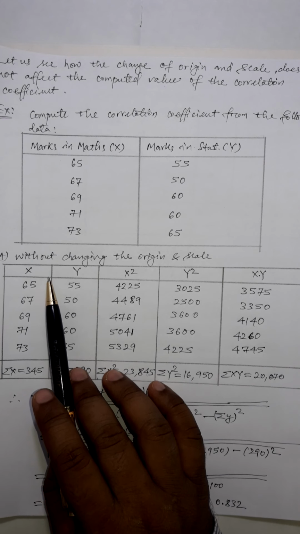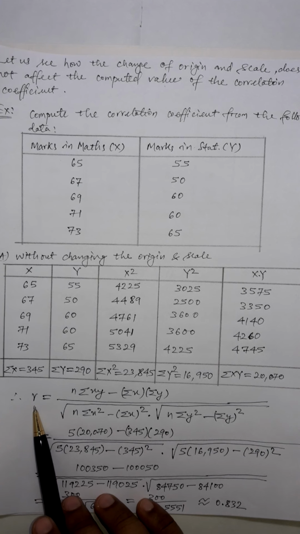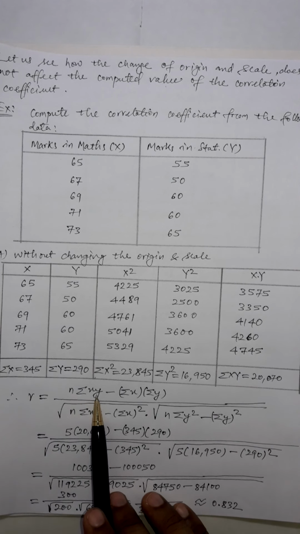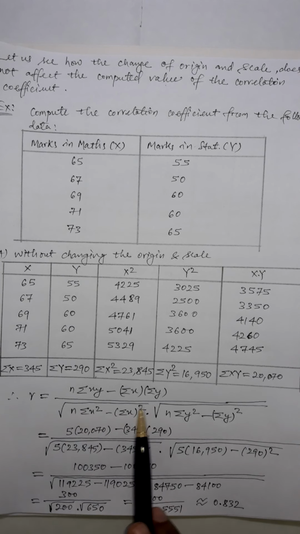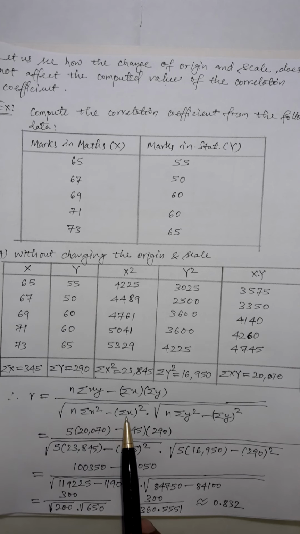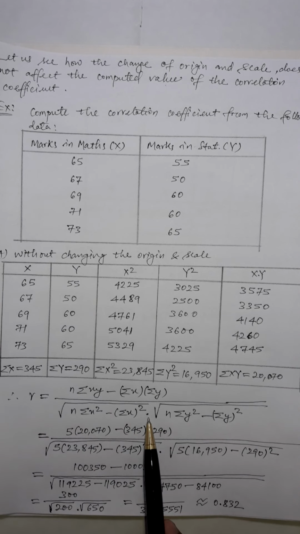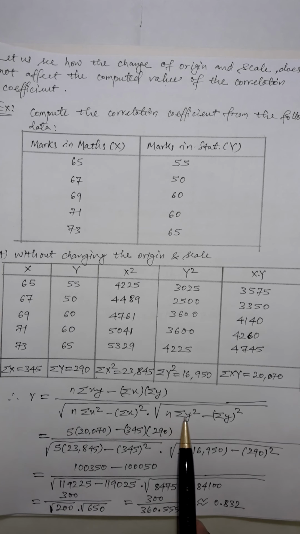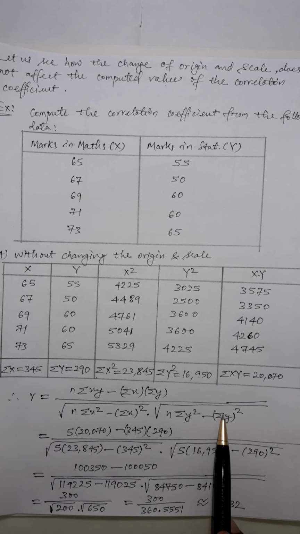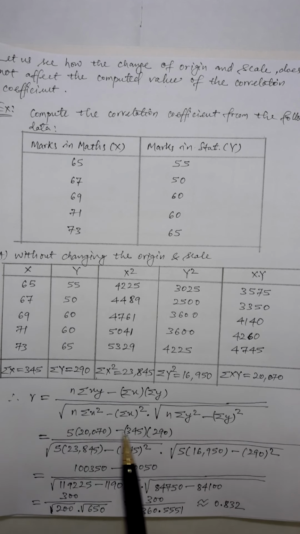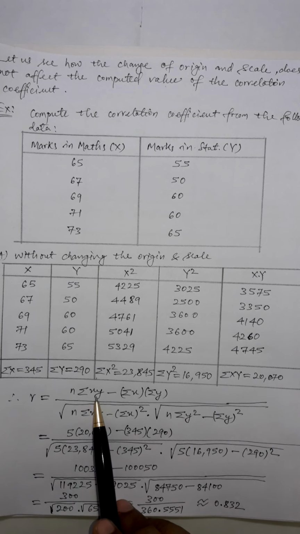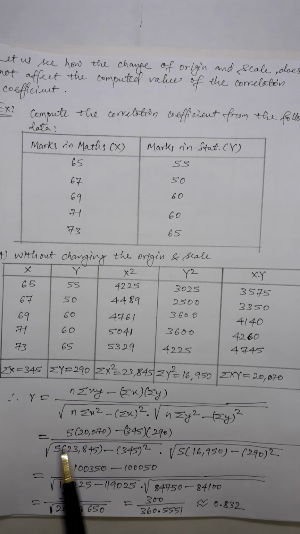Let's make the table. Our formula of the correlation coefficient r is equal to n times summation of x into y minus summation of x into summation of y, whole divided by root over of n times summation of x square minus (summation of x) whole square, multiplied with root over of n times summation of y square minus (summation of y) whole square. So I need 5 different terms here: summation of x, summation of y, summation of x square, summation of y square, and at the end summation of x into y.